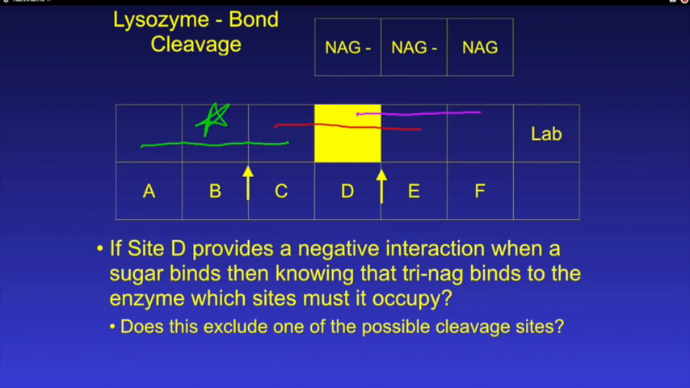But what did we see with the activity of a tri-NAG? It had 0% breakage. So if this is the most likely place that a tri-NAG would bind, and this is a possible break point, but we have 0% breakage, that tells us that is not where the breakage occurs. That is not the place where the breakage occurs. So we're narrowing down what is happening.